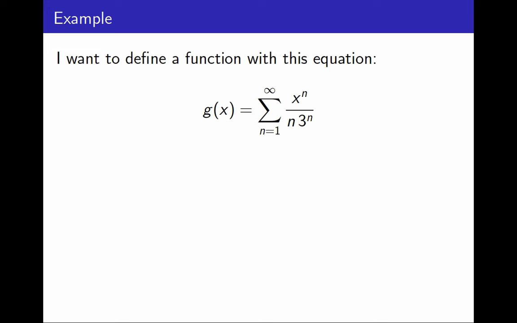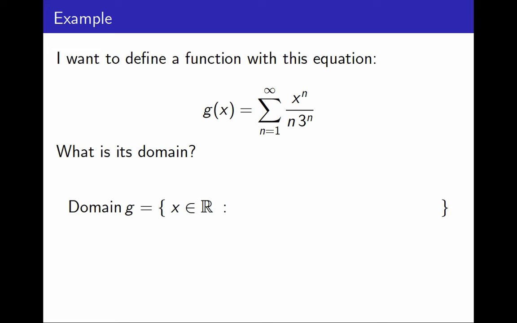Notice that the terms of the sum depend on x. So in principle, for each value of x, I have a different sum, I get a different outcome, so this is a valid way to define a function. My question is, what is the domain of this function? Well, the domain of g will be the set of real numbers x such that this is well defined and actually produces a number. In other words, the set of real numbers x for which the series is convergent, because convergent means that the series adds up to a number.